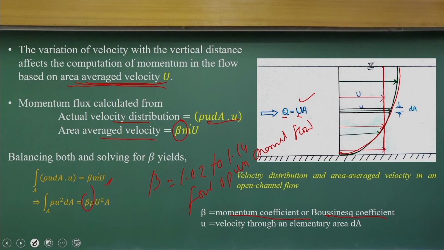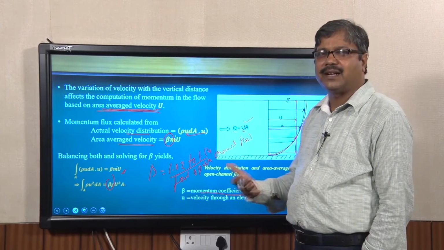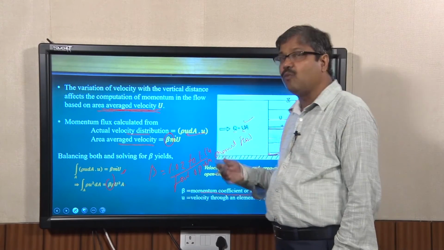What do we mean by this? That's what that means. If we are computing the area average velocities and using rho u square A, you are computing the momentum flux. That momentum flux will not be the actual momentum flux in open channel flow. That needs a correction factor, which is more than one.